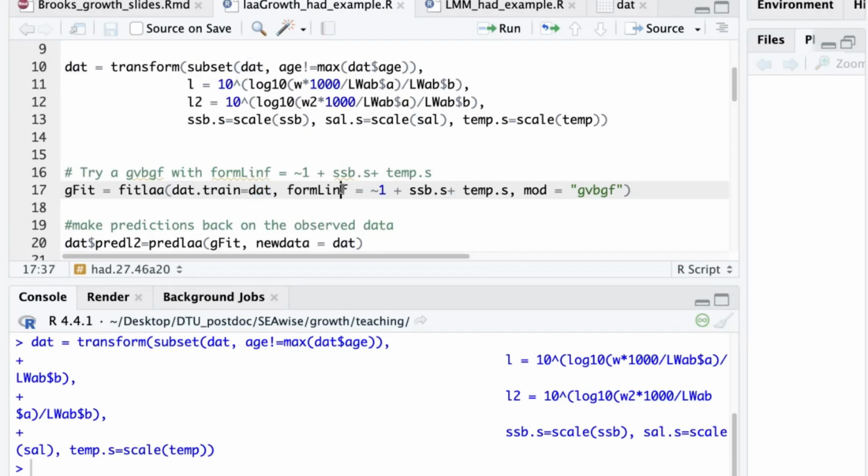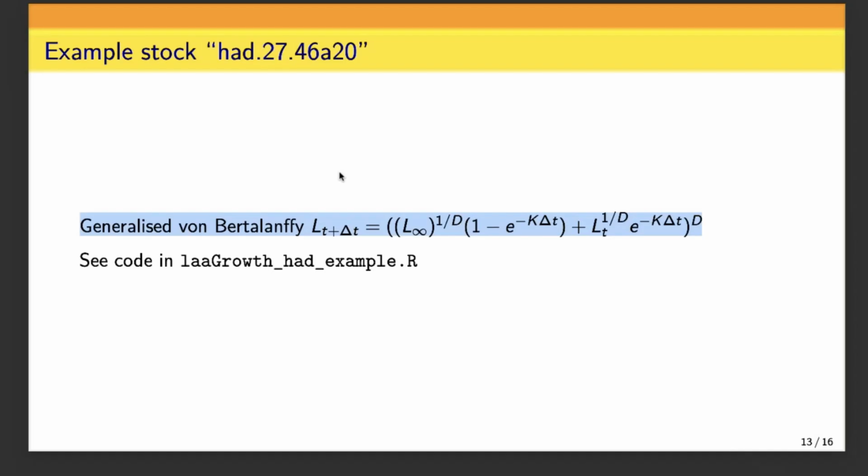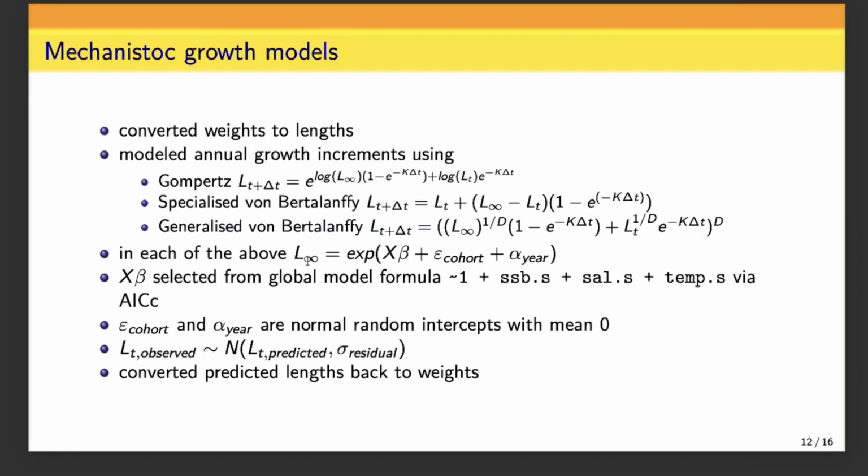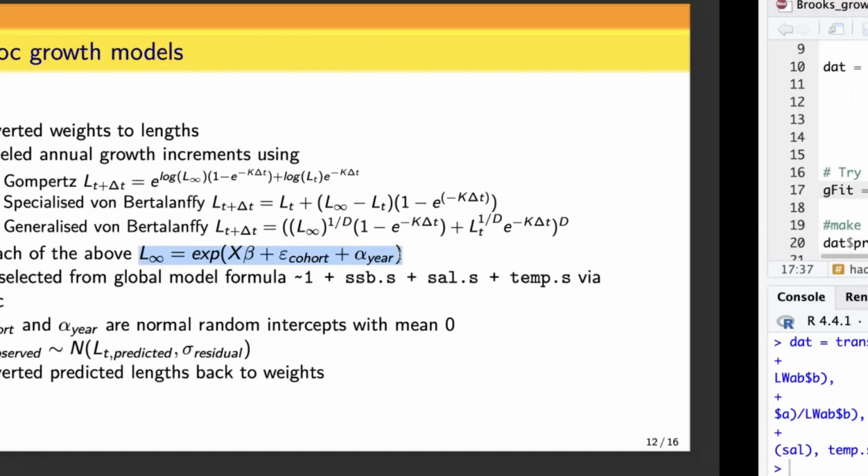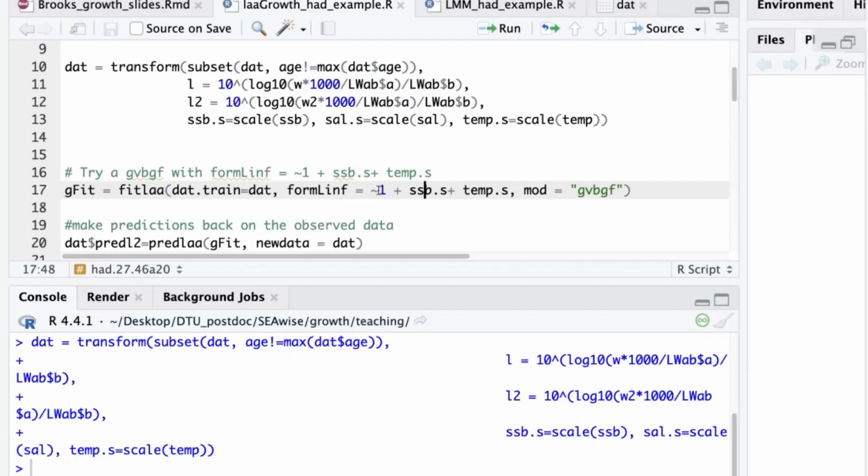And then you give it a formula for L infinity, like I showed you here. So we're giving it a formula for how we want L infinity to change on the log scale, the model formula for X beta. Here I'm using an intercept plus SSB plus temperature. And I'm saying that the model shape I want to choose is von Bertalanffy, generalized von Bertalanffy, sorry.